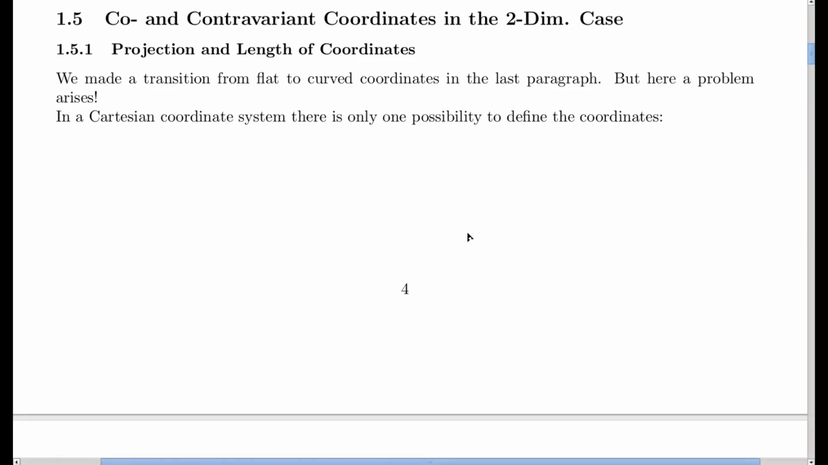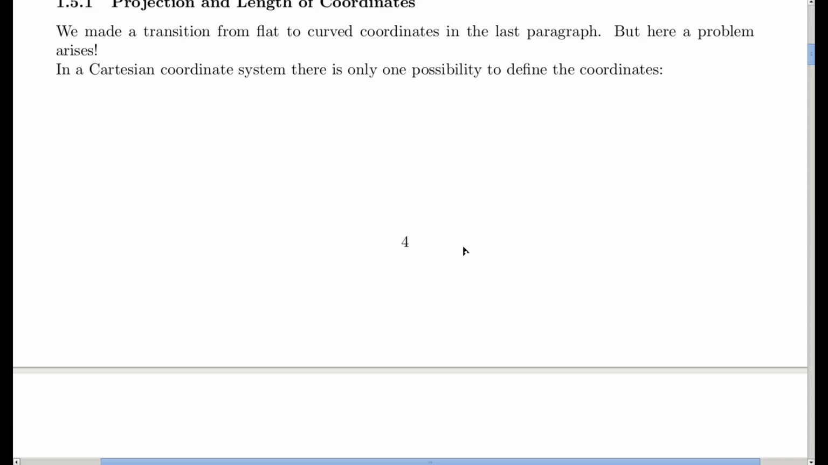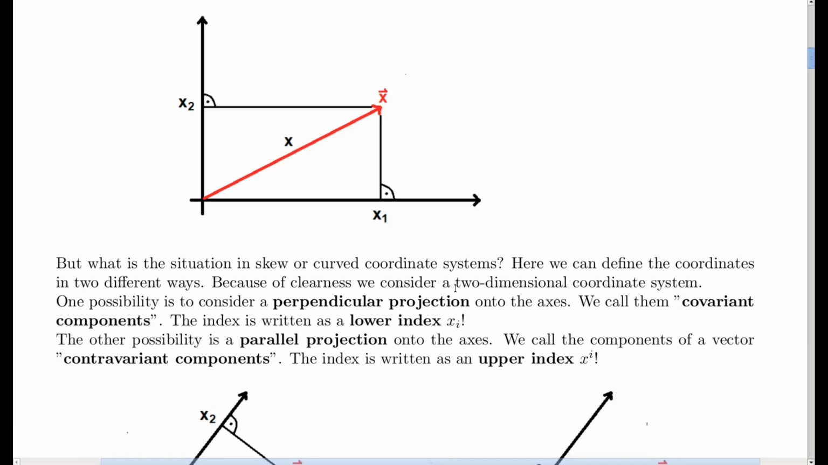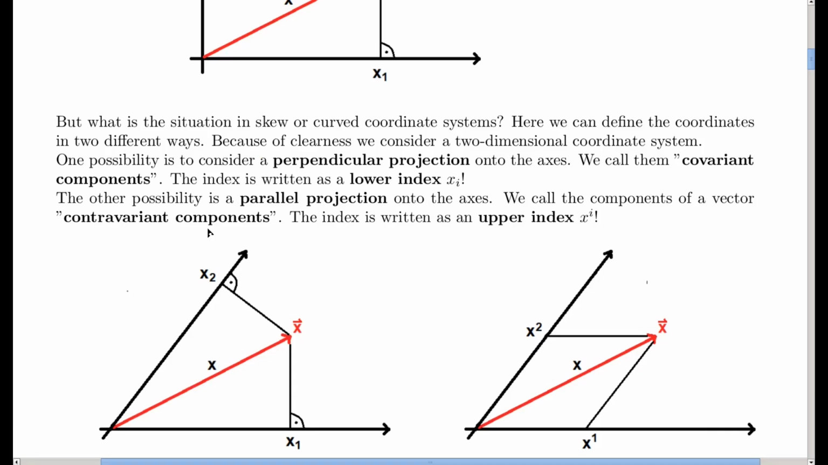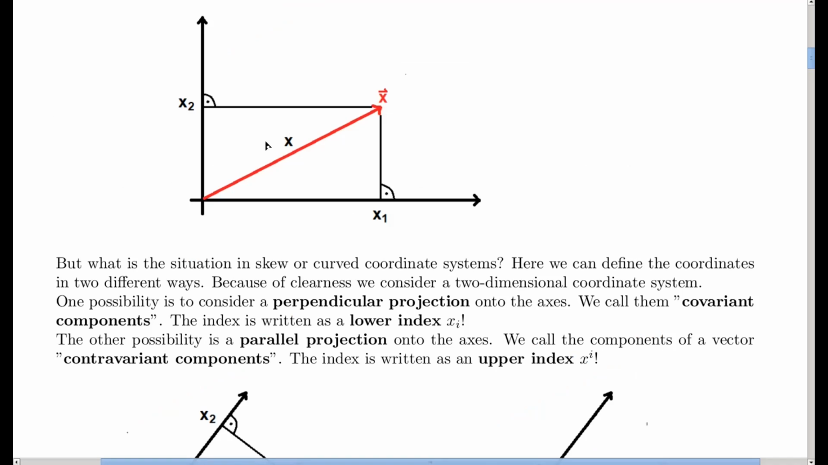Last time we made a transition from flat into a curved space, and here we get a problem now. In Cartesian coordinate systems there is only one possibility to define coordinates. That means we have a perpendicular projection onto the coordinate lines. Here you get x1, x2, this is a rectangle.